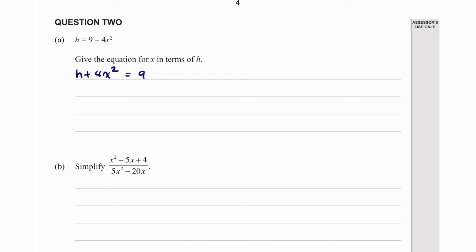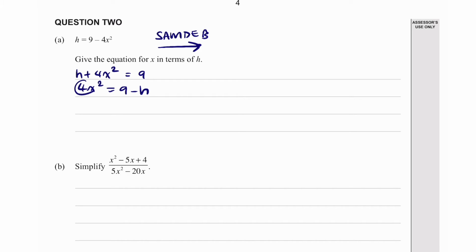Now, we remember that we're trying to get x isolated, so we need to get rid of this h here. The order in which we do it is anti-BEDMAS, or SAMDiv. So we do our subtraction and addition first before our multiplication and division. Because h is being added, we subtract h on both sides. So we get 4x squared is equal to 9 minus h.